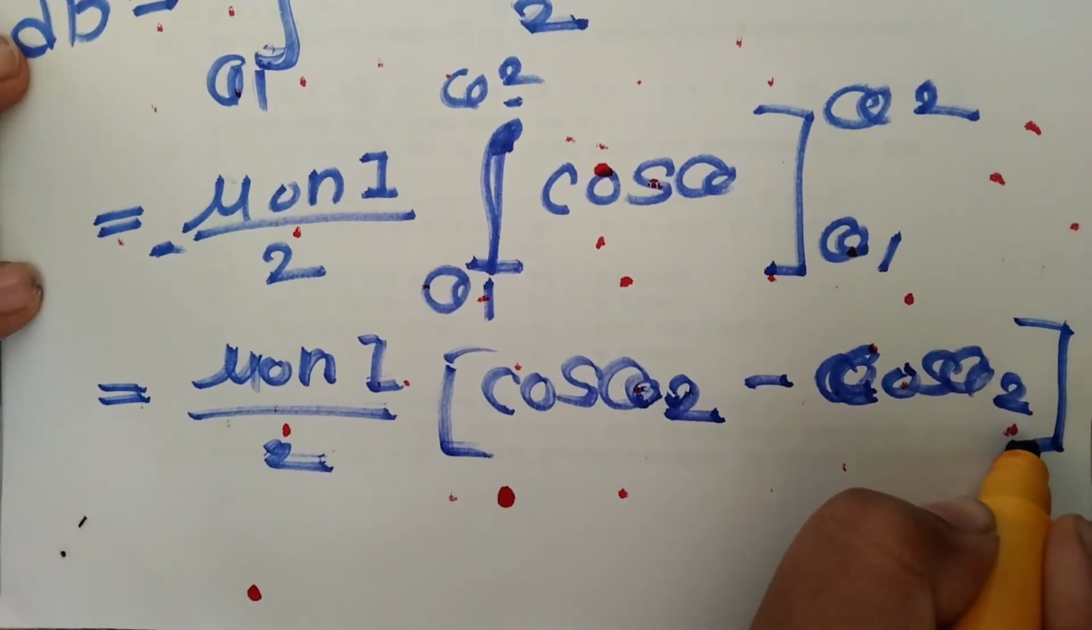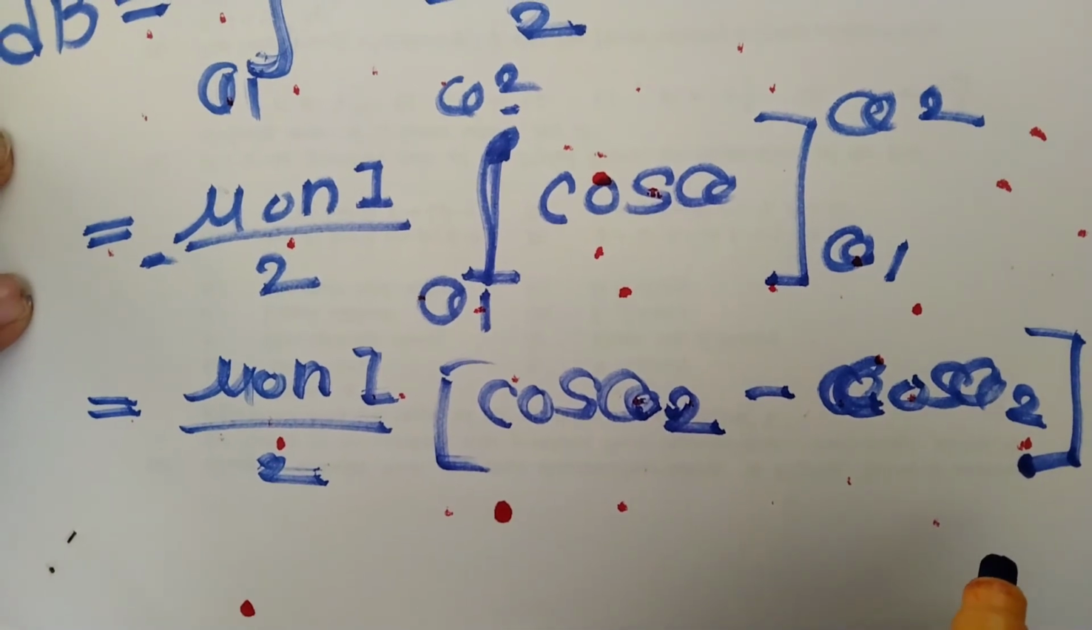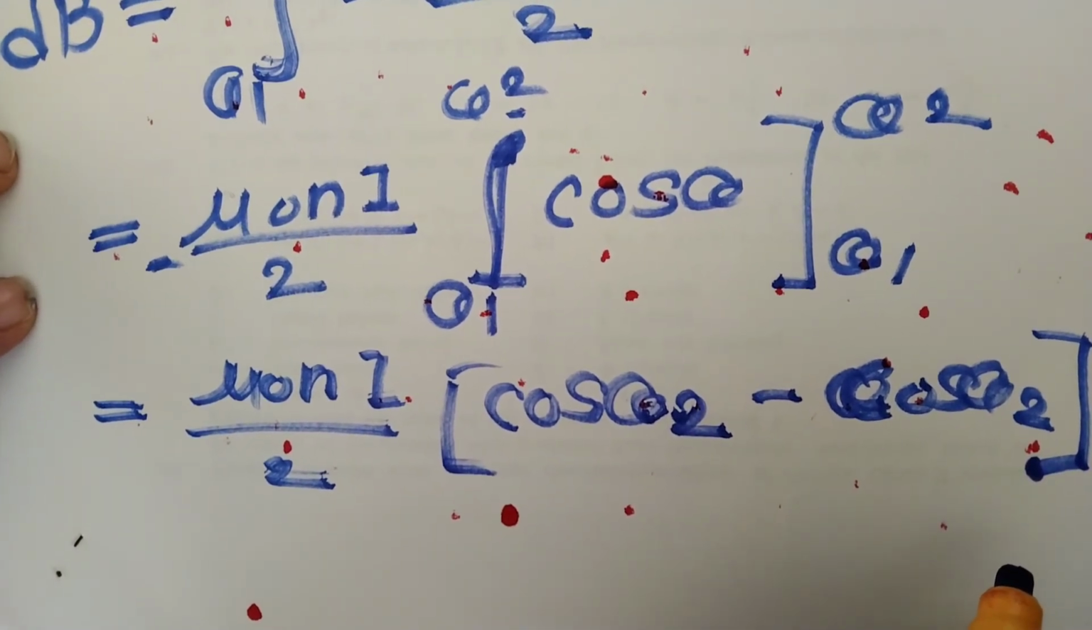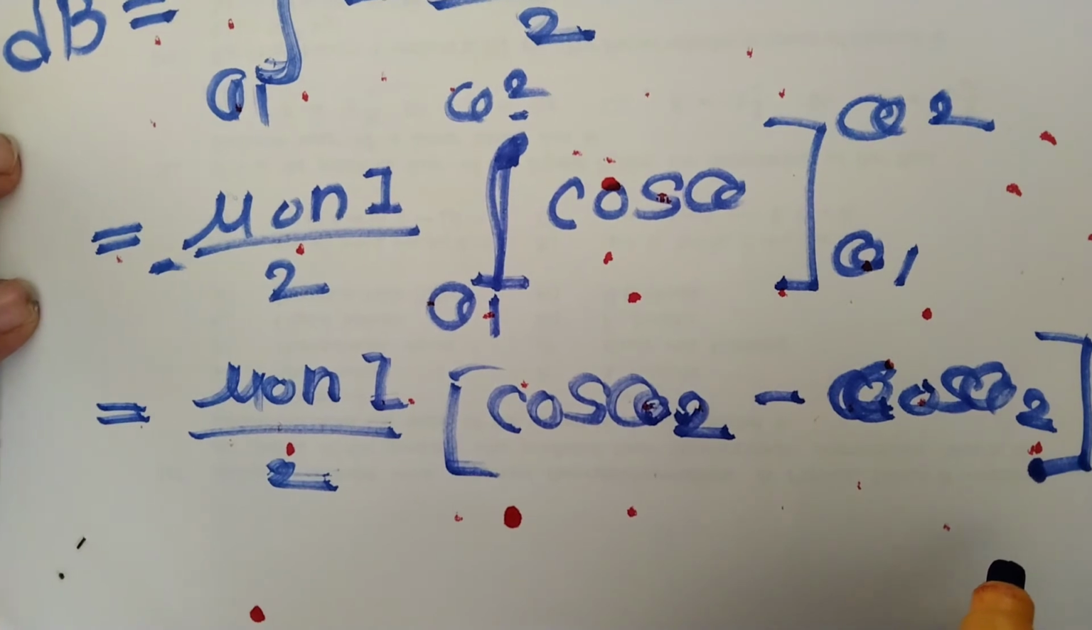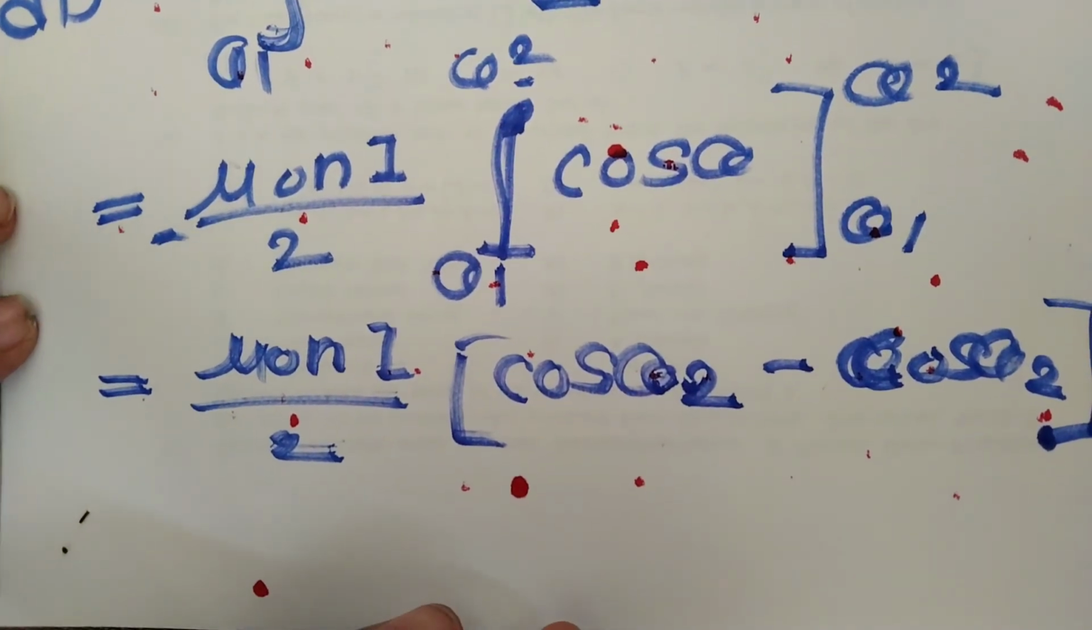For a long solenoid, the field on the axis at a point far removed from the end of the solenoid may be obtained. So substituting theta 1 is equal to 0 and theta 2 is equal to 180.